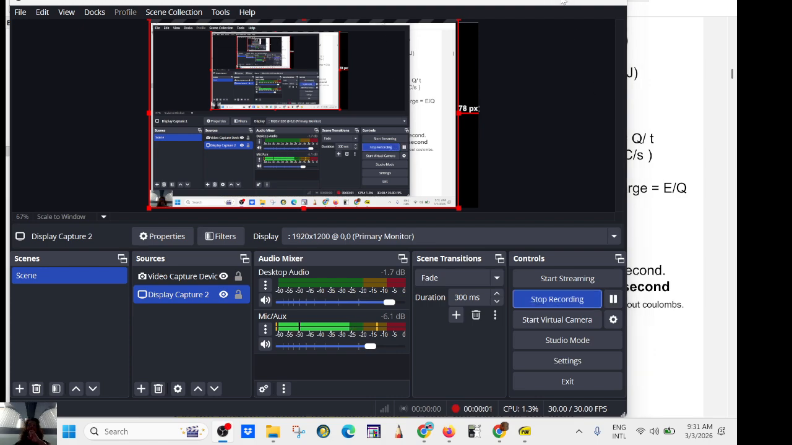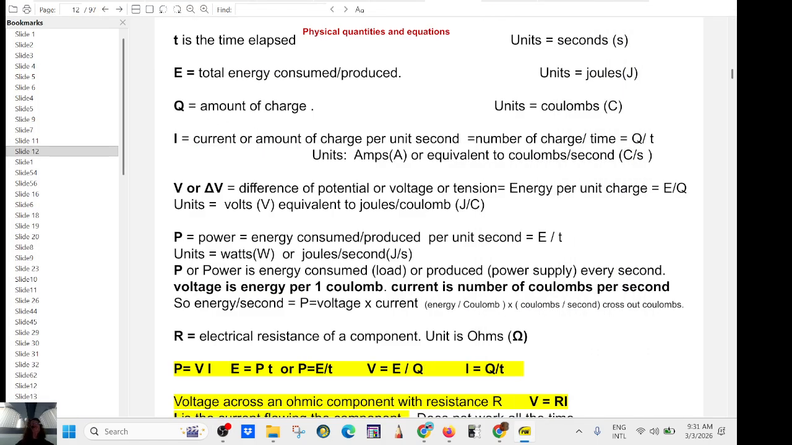Okay, so let's start. So we are doing DC circuits. Okay, it's very easy. So here you have all the physical quantities again.